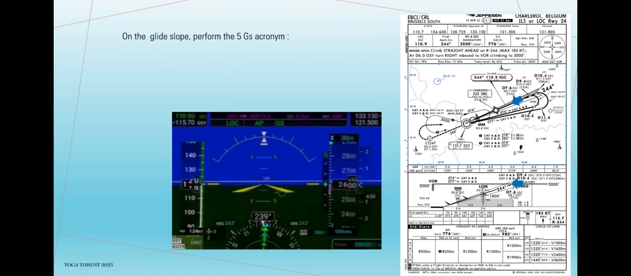On the glide slope, perform the 5Gs acronym. Gear, down. Glide slope, follow. Go timer, if needed. Go-around altitude, set. Green lights, check gear and flaps lights.